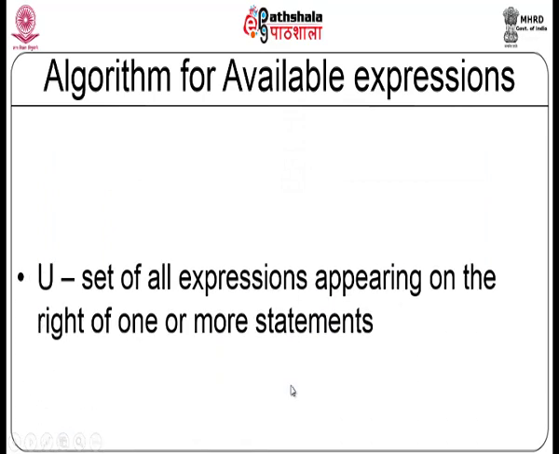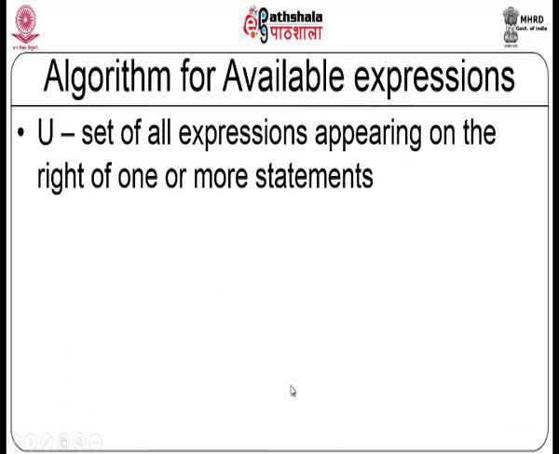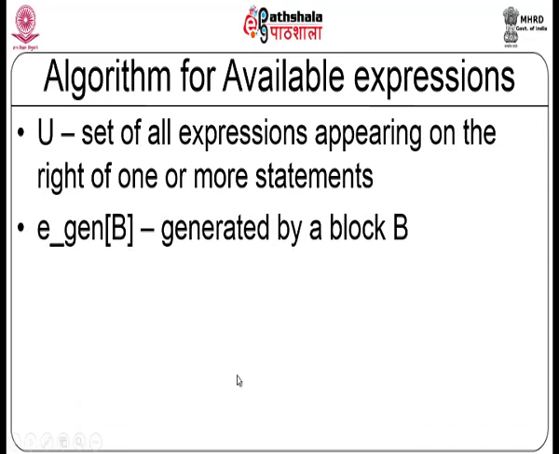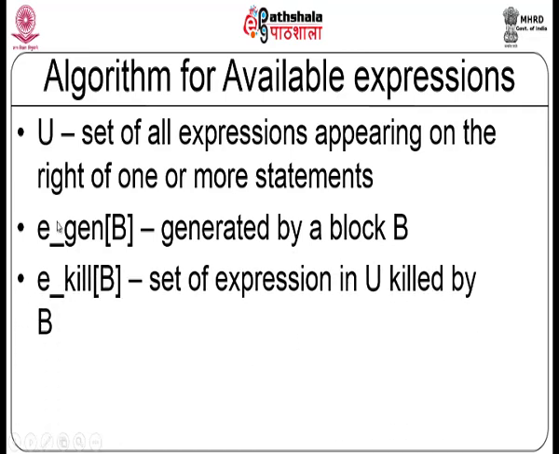Now, the algorithm for available expressions. Assume that U is the set of all expressions appearing on the right of one or more statements. So, you have a block and you have all the expressions available and you form it into a set called U. Now, E gen of B, the expression generated by a block B, and E kill of B is the set of expressions in U killed by B.